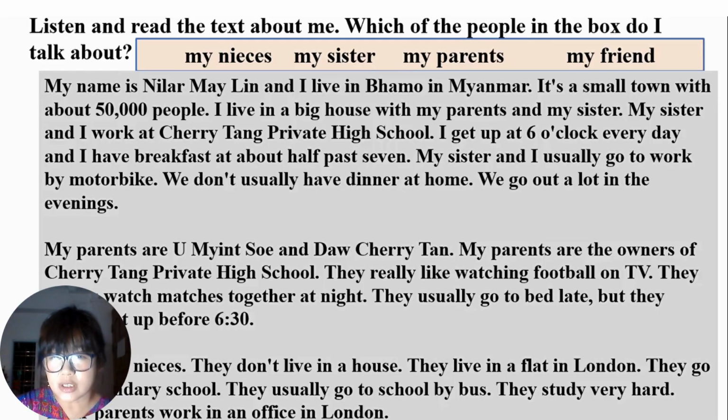My parents are So and Chaitan. My parents are the owner of Chaitan Private High School. They really like watching football on TV. They always watch matches together at night. They usually go to bed late, but they always get up before 6:30. I have two nieces. They don't live in a house. They live in a flat in London. They go to a secondary school. They usually go to school by bus. They study very hard. Their parents work in an office in London.